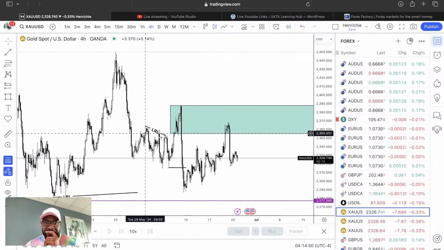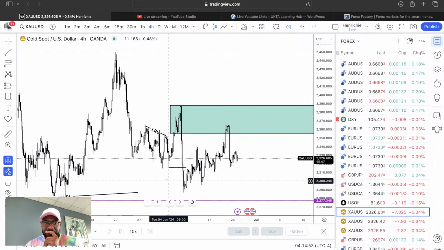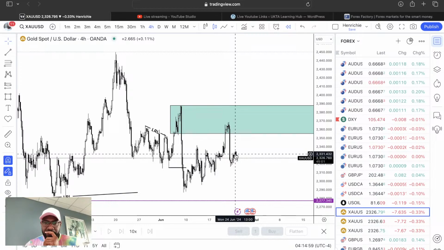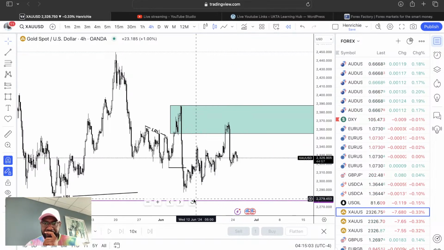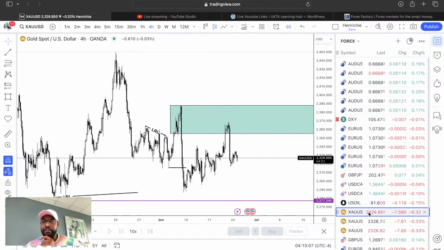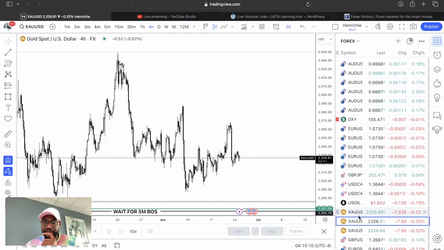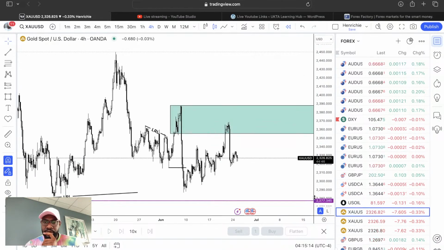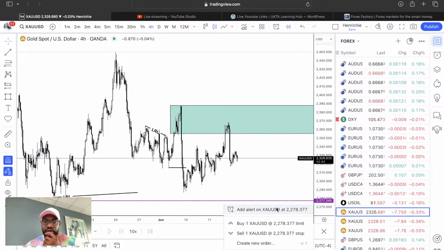Price expanded, took liquidity, displaced, broke structure, came back for mitigation, inefficiency, displaced again. So I wouldn't be surprised to see lethargic price action before another major displacement. Personally, before I engage in gold, I would like to see it come down here. Whenever that is going to be, I don't know, but when it happens, I'll be ready to execute. So this is what I'm watching for gold.